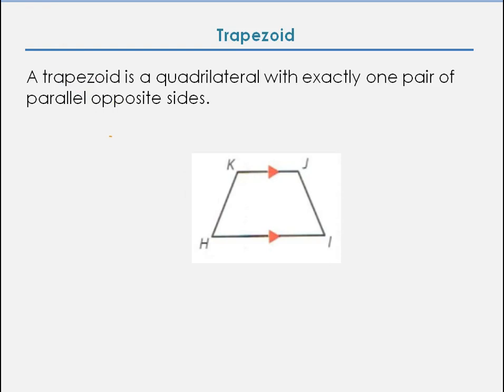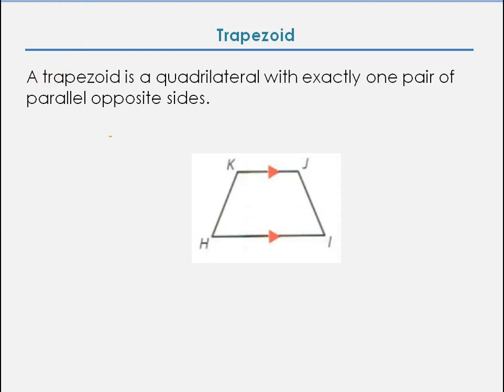Now for number 5, you would use the same figure, and it asks you the bases and the legs in the quadrilateral. So the bases would be KJ and HI, and the legs would be KH and JI. And that comes from your definition that we reviewed, and it should be in your notes for you to look up.